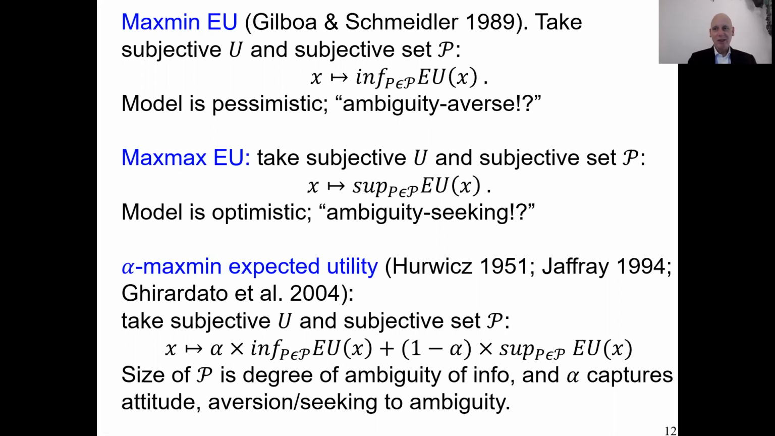Of course, if there's a big set of possible probability measures, you don't know very well which it is. You have much uncertainty. So that is then often taken as a state of your information, the degree of ambiguity in your information. And then alpha is an index of ambiguity aversion, pessimism maybe, but we take it as ambiguity aversion usually here, because the bigger alpha is, the more attention you pay to the bad side of the story. So that's how this model works.